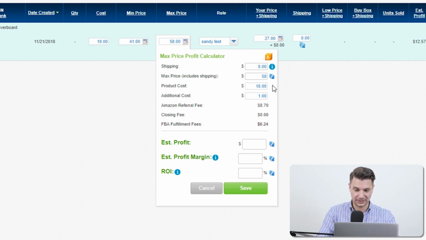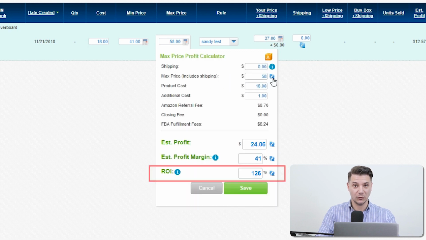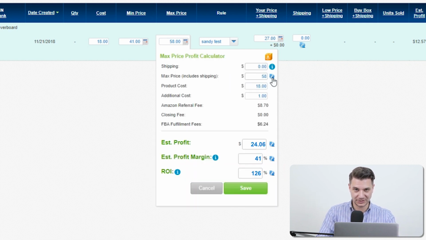We add maybe an additional cost of $1. It's maybe your inbound shipping. If we calculate, we can see that the ROI is high, is over 100%, around 130. So this is a very high ROI percentage. And our final profit is more than $25. So it means that this is the best case scenario. This is how much profit we can make with just one single purchase.